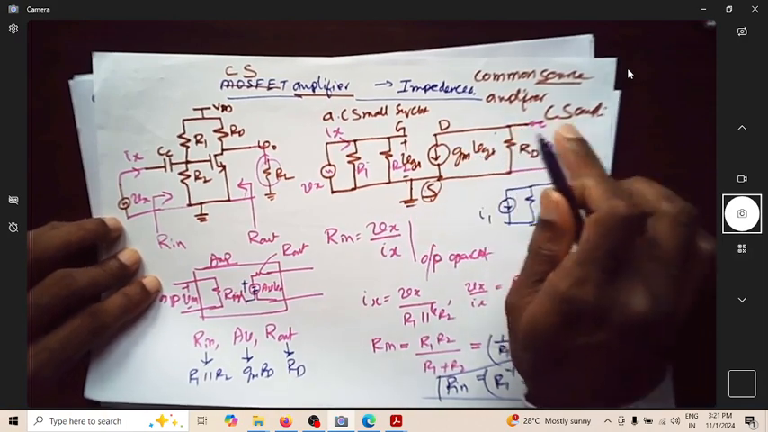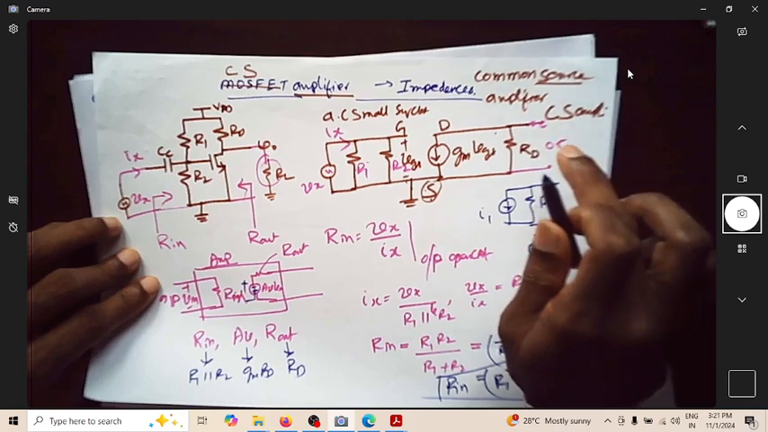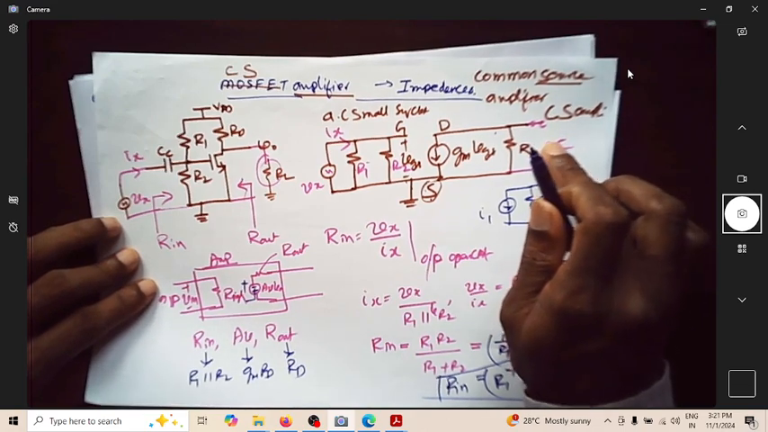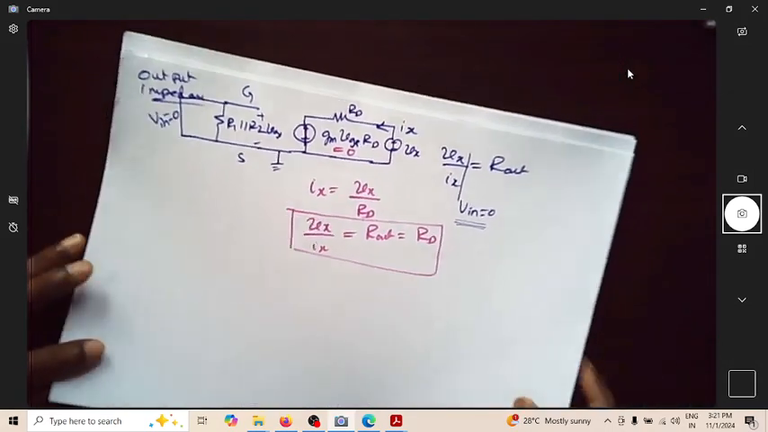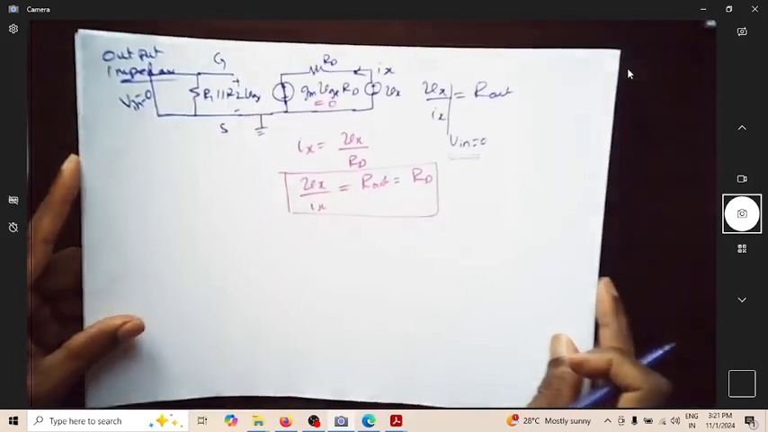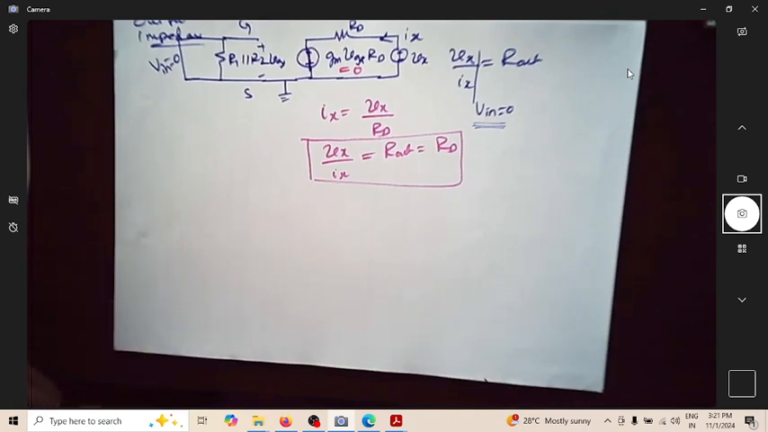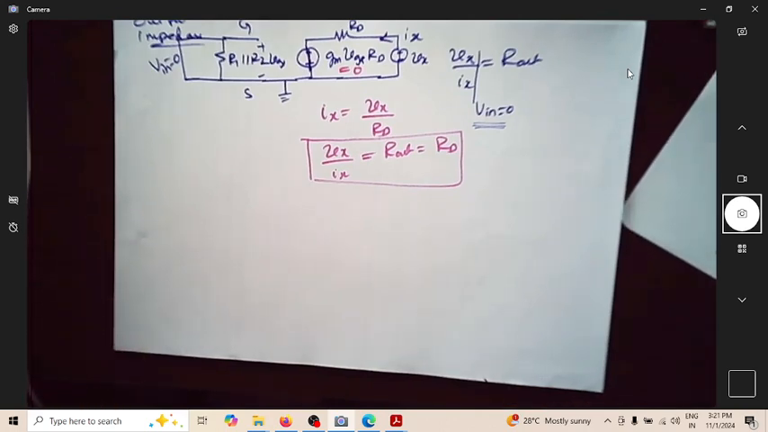So output should not draw any current. So that's why you're making open circuit. Load is made open circuit, and you put a Vx source here. Okay, this is how we can find these parameters.